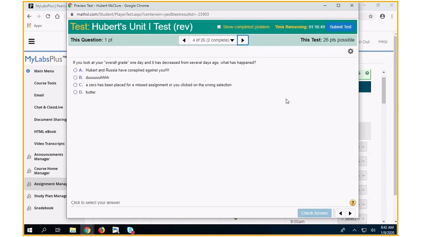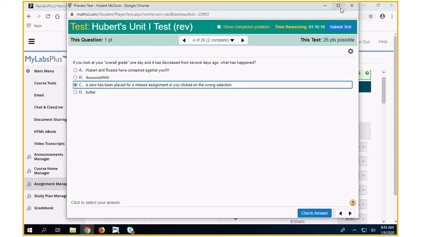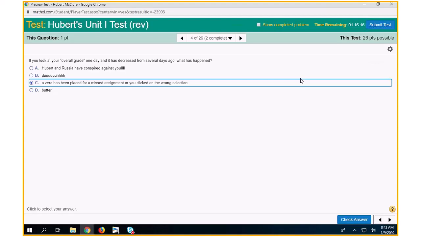Okay, here's a DA question at the end of the semester. These are all questions that students have asked. What's my grade? And this was last semester. If you look at your overall grade one day, this one is one the students said they didn't know that zeros decrease their grade. If you look at your overall grade one day and it has decreased from several days ago, what has happened? I will take A, but the answer is C. Because whenever something don't go your way in the real world, what do you do? You blame it on somebody else. That's what you do. Next.